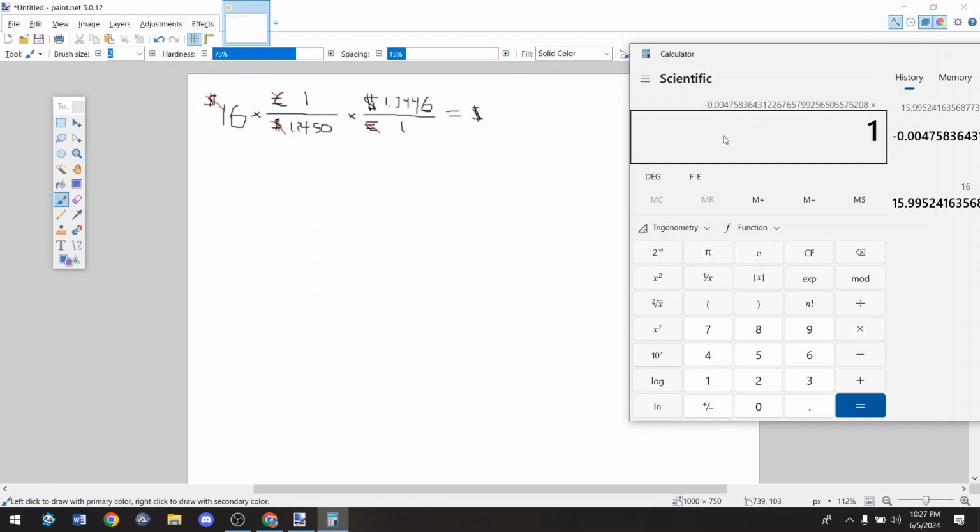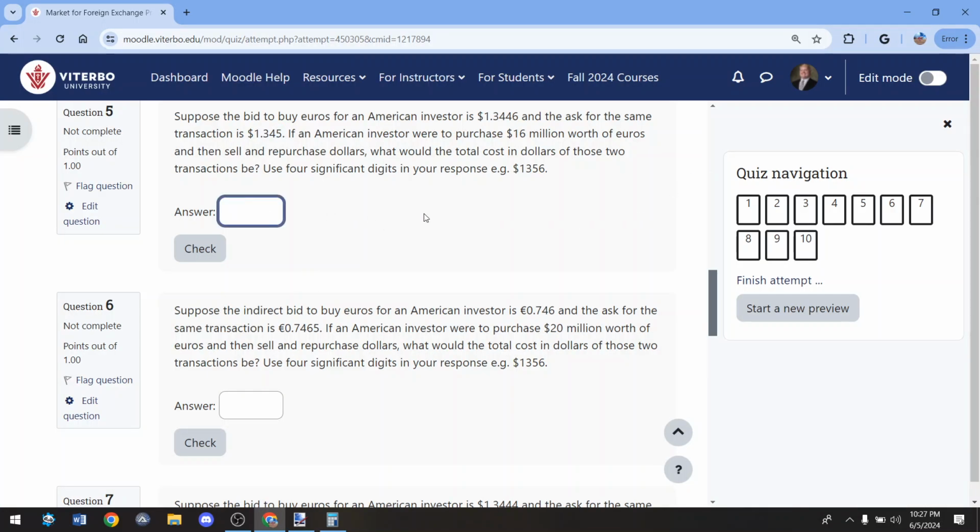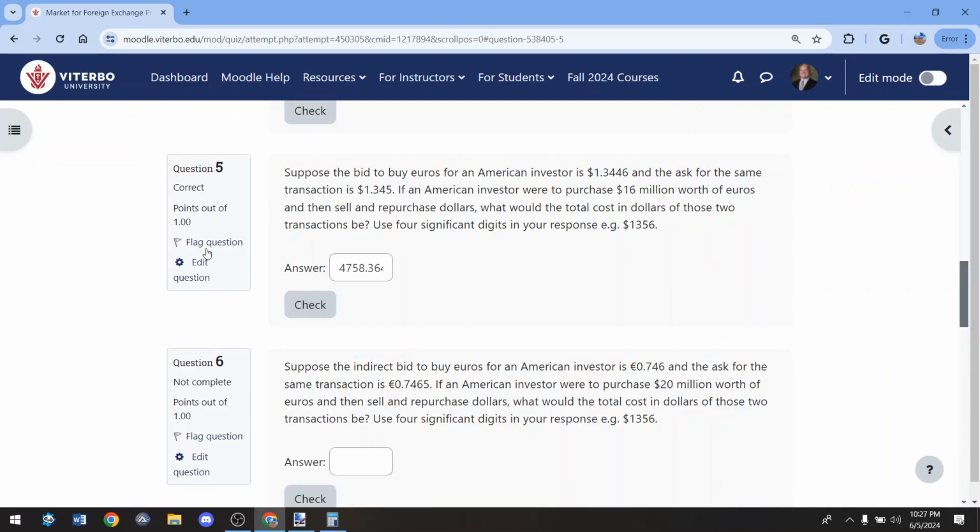So let's convert it to dollars. I'm just going to multiply by a million, and we get $4,758. So I'm going to copy that and put it in the answer. Now, total cost, we don't do negative costs. Costs are positive, so I'm going to delete that sign. But we know it's a loss. We wouldn't say a burger costs negative $4.20. We would say it costs $4.20. Check. See if we win. It's good.